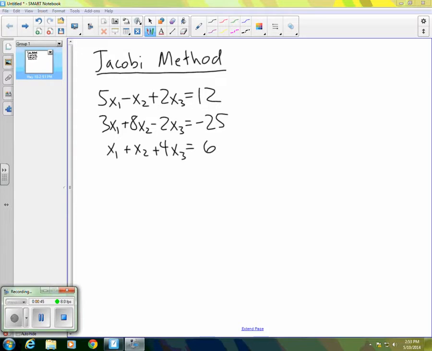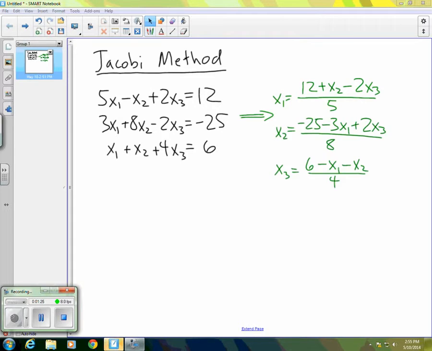So the first thing we do to execute the Jacobi method is we need to take our system and we solve the first equation for x1, the second one for x2, and the third one for x3. So let's do that for the first one. You can see that we'll have 12 plus x2 minus 2x3. And then we have to divide that by 5. And that will give us our value for x1. So we can do the same thing to get equations for x2 and x3.